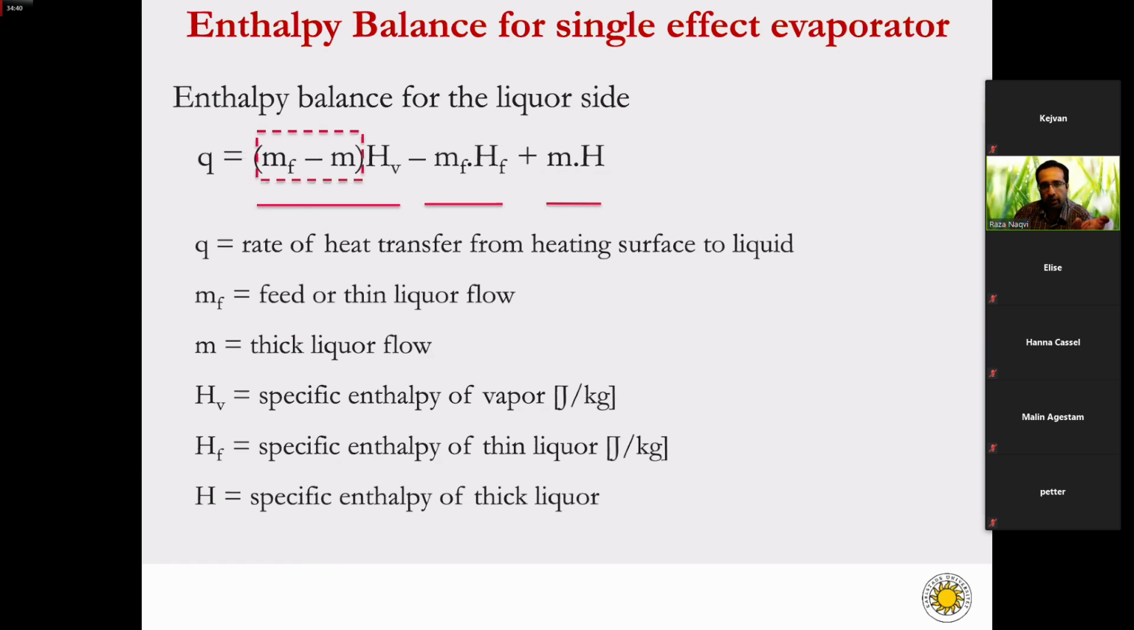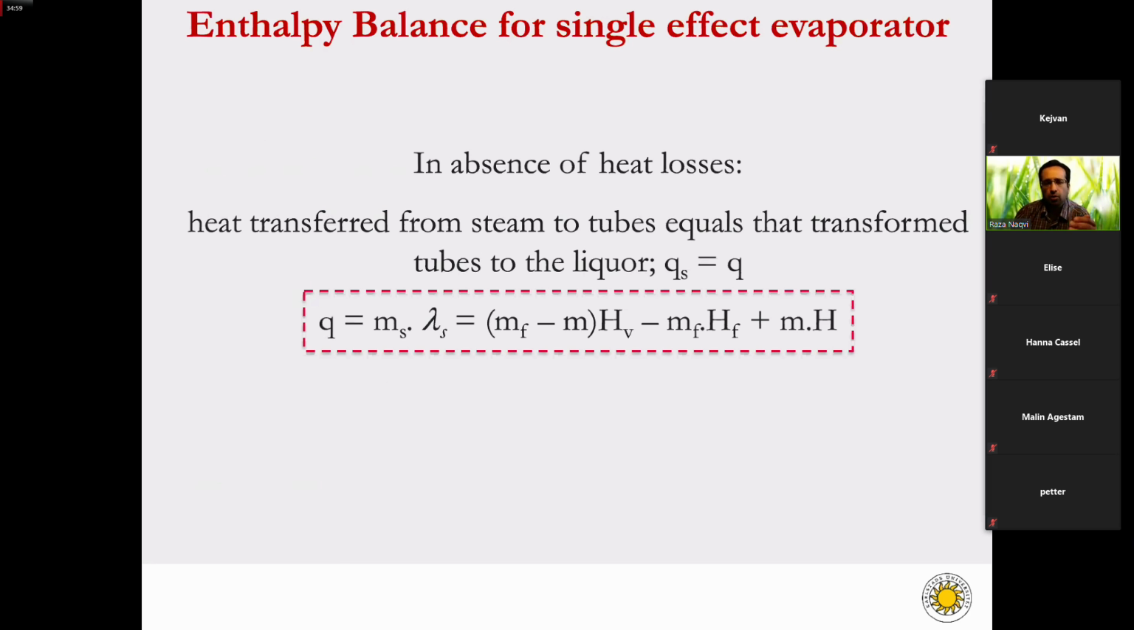So the total energy balance will be equal to how much energy is going out from vapors, plus how much energy is going out in terms of thick liquor, minus the total amount of energy that is carried by the feed, and this will be equal to the total amount of energy that is supplied by the steam. So the amount of heat transferred from the steam will be equal to the amount of heat energy within the liquid, right? This is the transfer of heat from steam, and this total is the amount of heat within the boiling liquid.